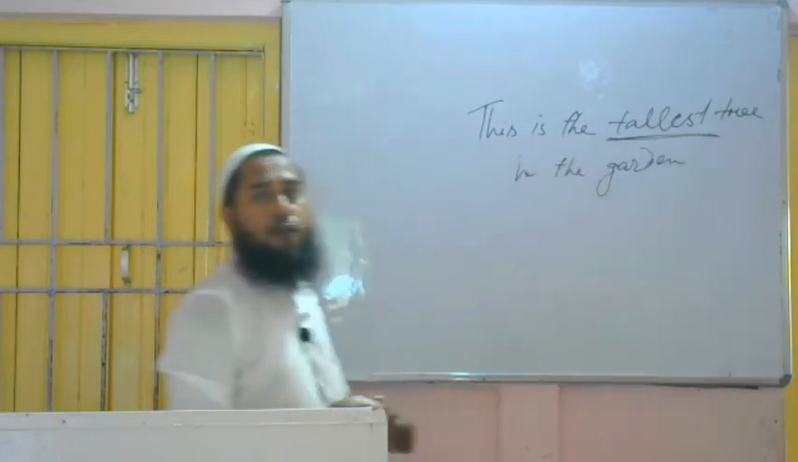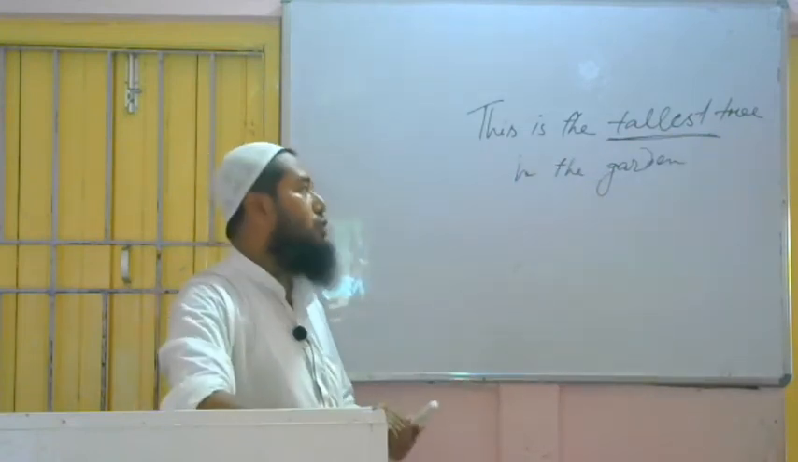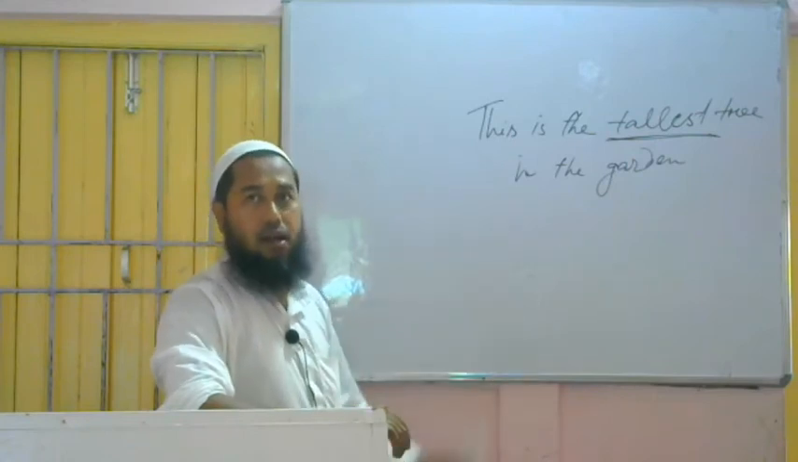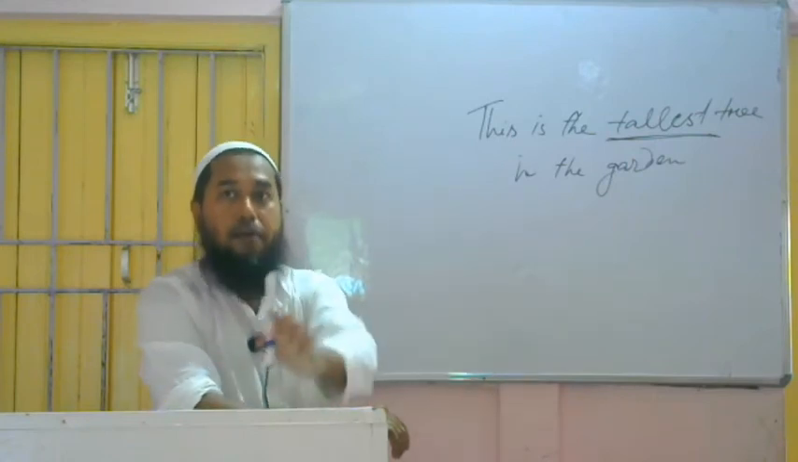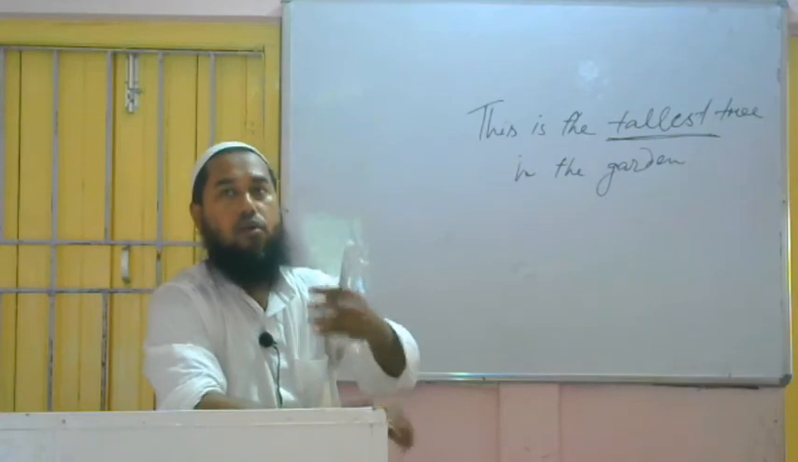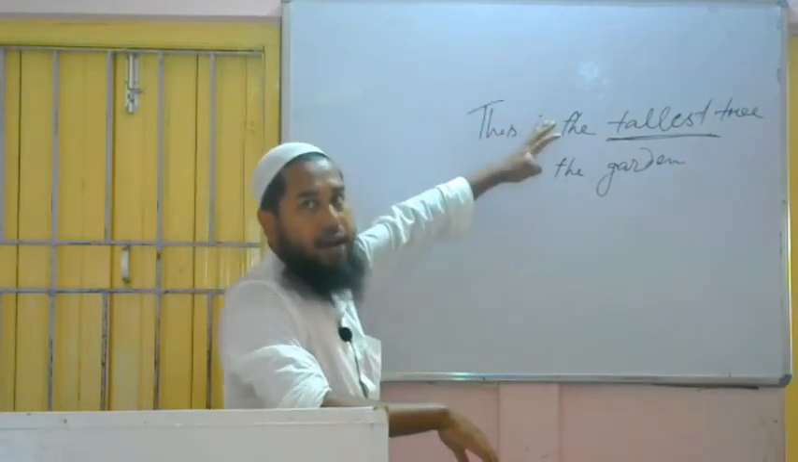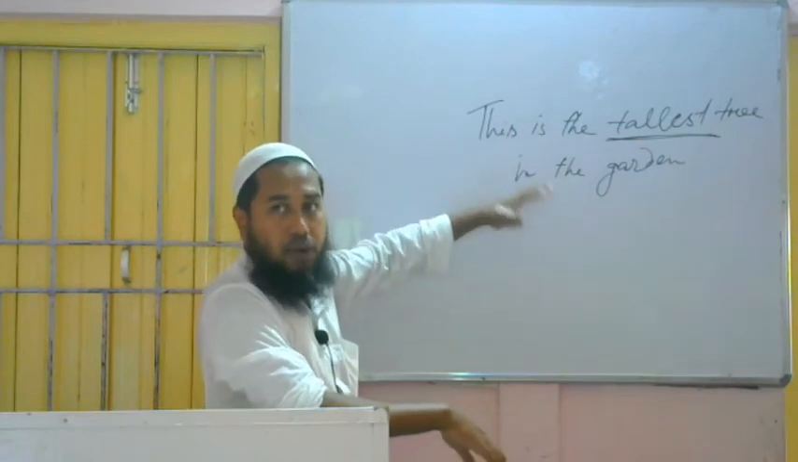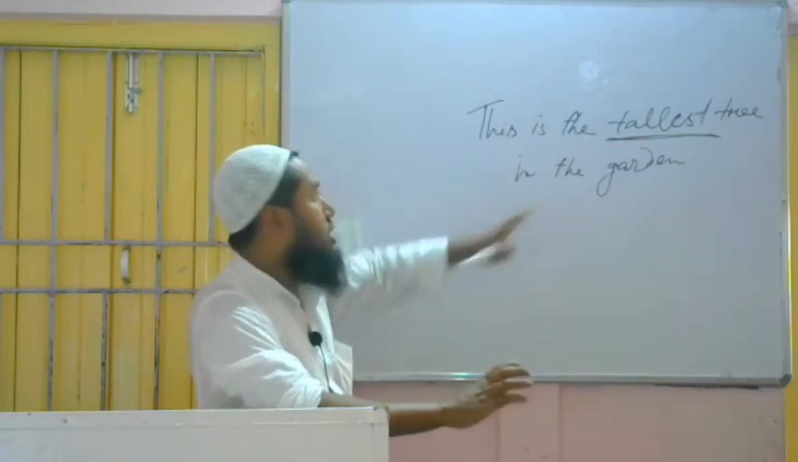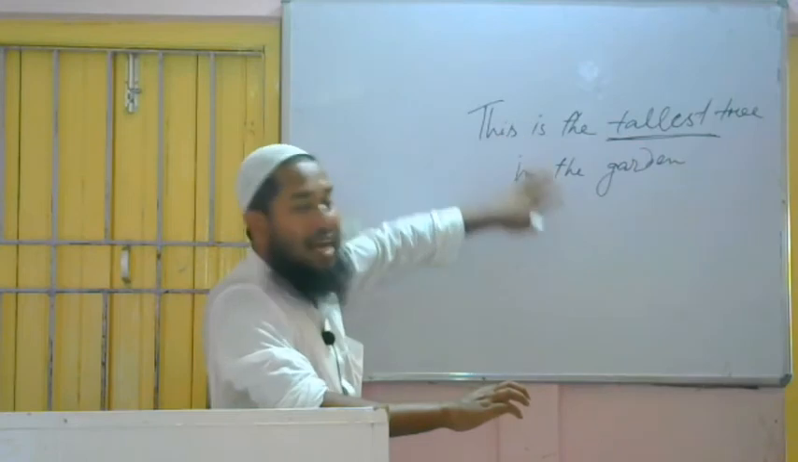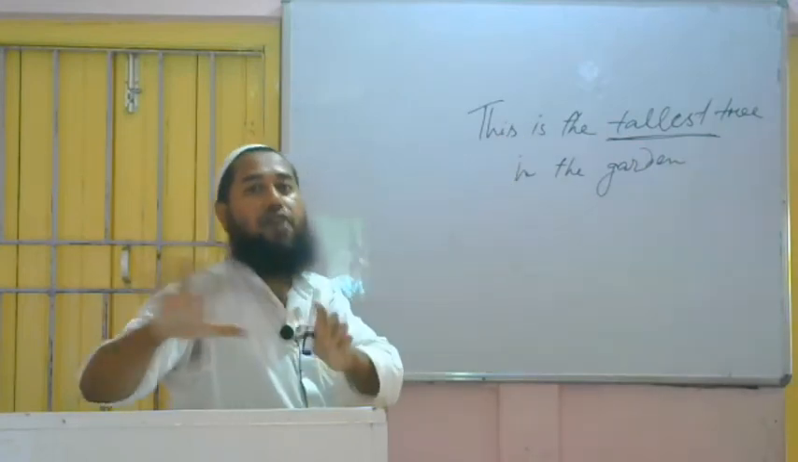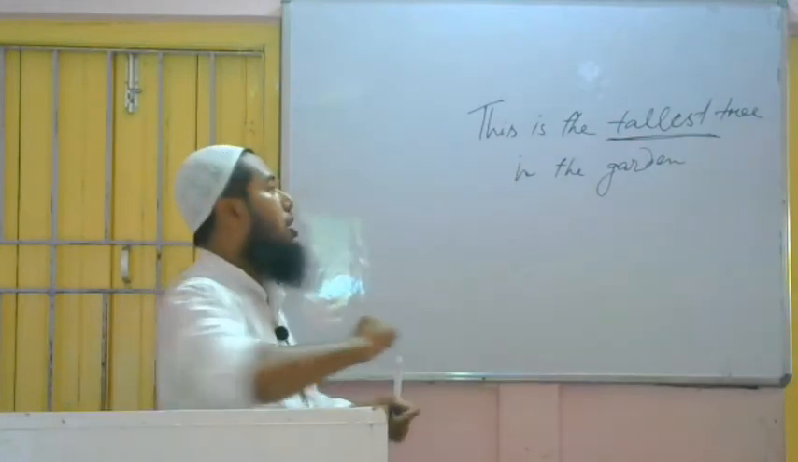Okay, and from superlative to comparative, when we change, we have to use 'any other'. Because in comparative, what do we do? We compare between two groups, and here it is said that it is the tallest in the whole garden. But when we make it comparative, we will make two things. One will be this tree, another will be any other tree of the garden.